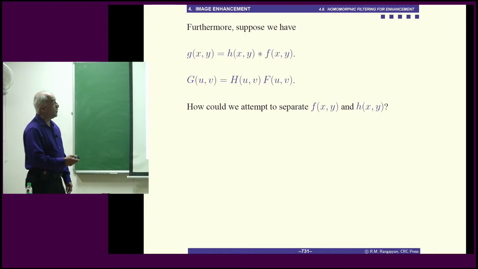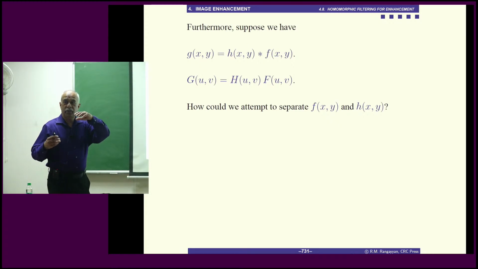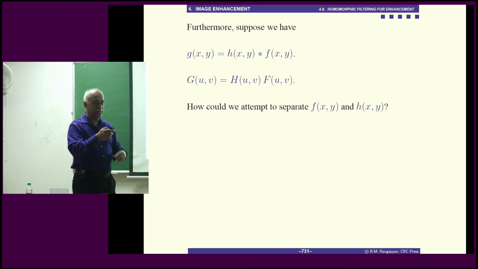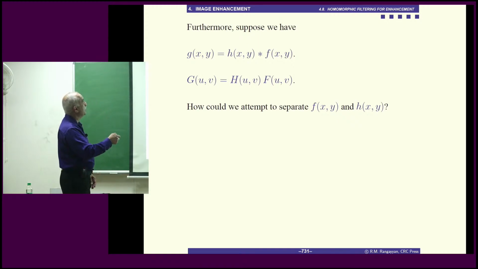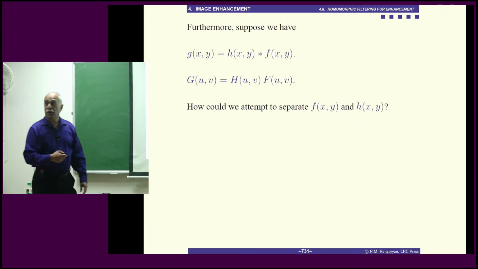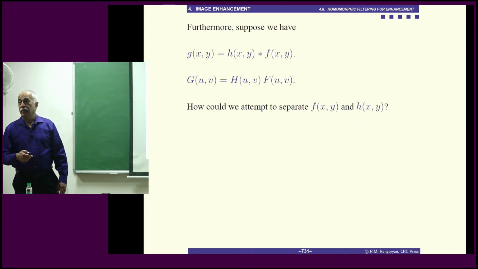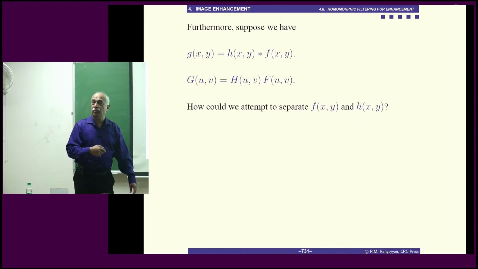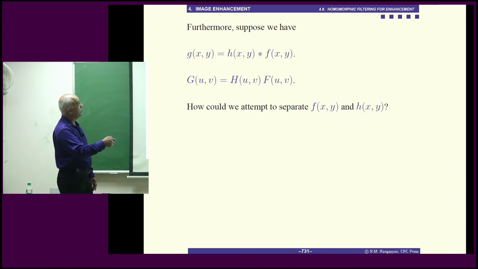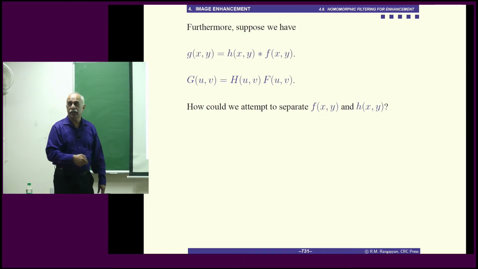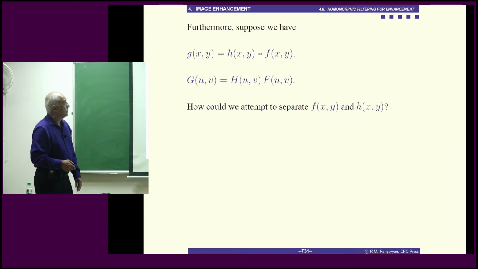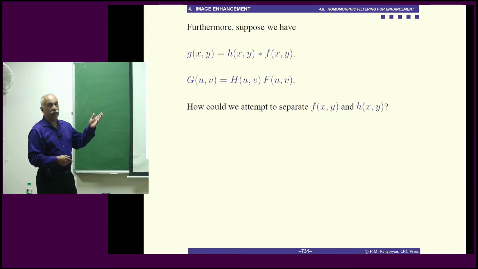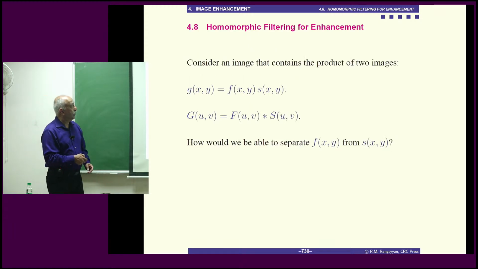And there are cases, of course, if the picture is passed through a linear shift invariant system, then it gets convolved with the impulse response of that system. And then G(u,v) is H(u,v) times F(u,v), multiplication. The input is convolution. After transformation, it is multiplication. So how do we separate F from H? Or in this case, how do we separate F from S is a question.